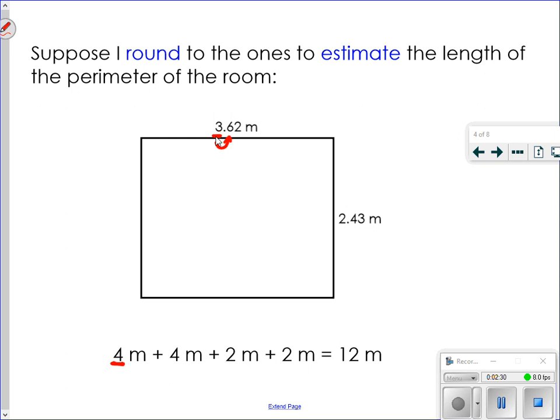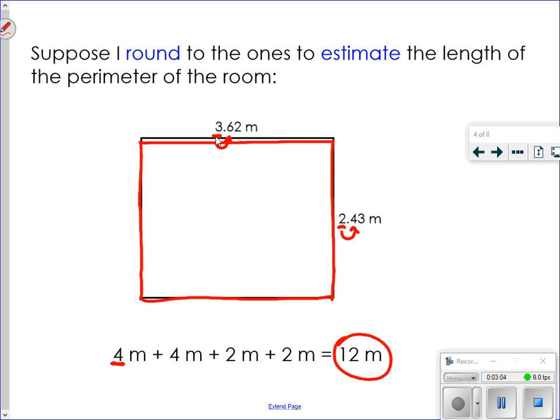So this room has a length of about 4, so 4 plus 4, and then a width of, well, rounding to the nearest whole number, the 2 has a 4 after it. If the digit that comes after it is 4 or lower, this 2 will remain a 2. So the width of this room is about 2 meters. So plus 2 more meters, plus 2 more meters. That gives us an estimate of the perimeter of the room being 12 meters.